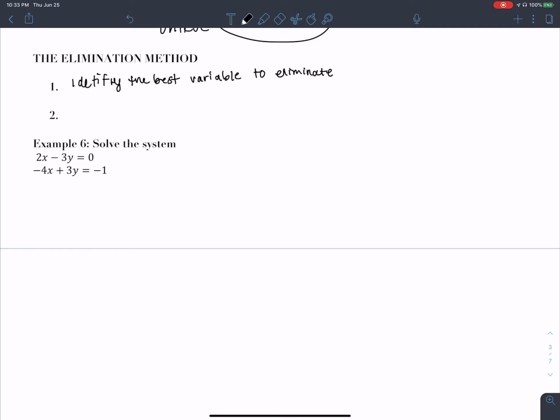I don't know why I only have two steps here because there's definitely more. So let's do that here. On this one, the best variable to eliminate, and sometimes it's real quick because here you already have 3 and -3. So when you add, and you always add, you can just go ahead and add your equations together to eliminate a variable.